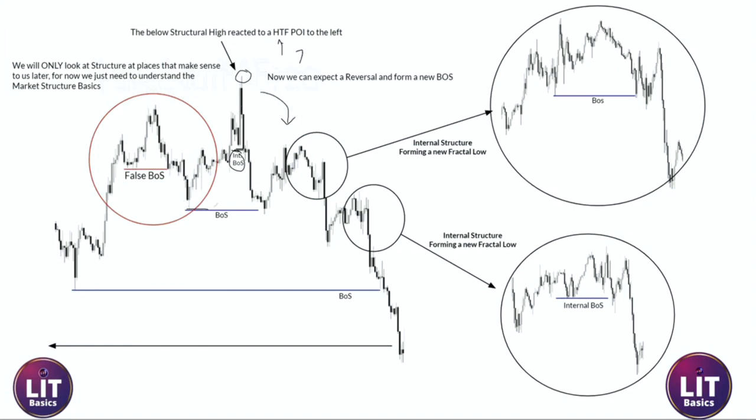And as you can see, we have our main BOS. We come back up, we fill this imbalance. Probably some of you would have been waiting for this. That's fine. We have confluences on where to get in here again, and then we're just creating new lows. And as you can see, we've got the lower time frame here. So on the lower time frame, this is also our internal BOS, and you can get in there as well. So that is that one.